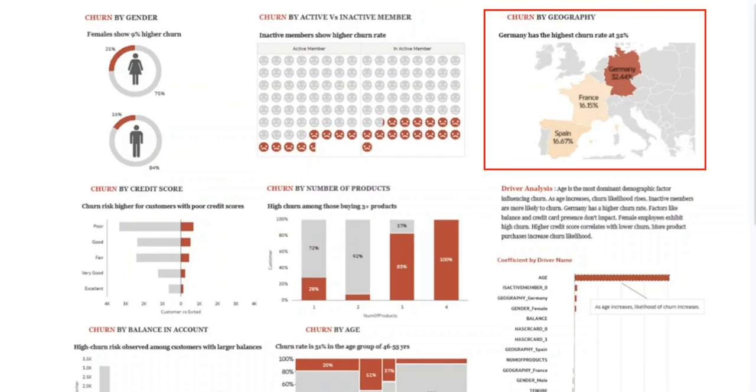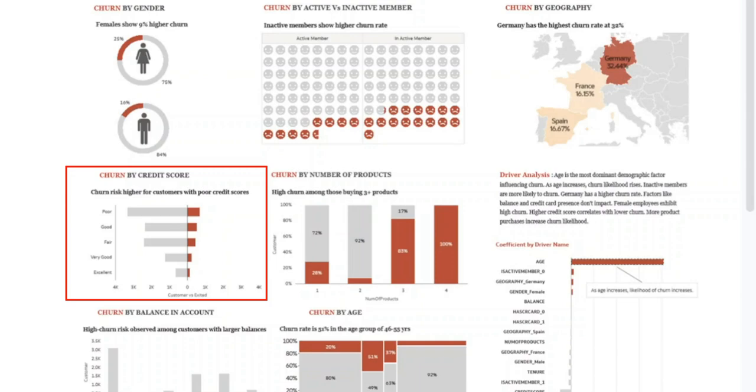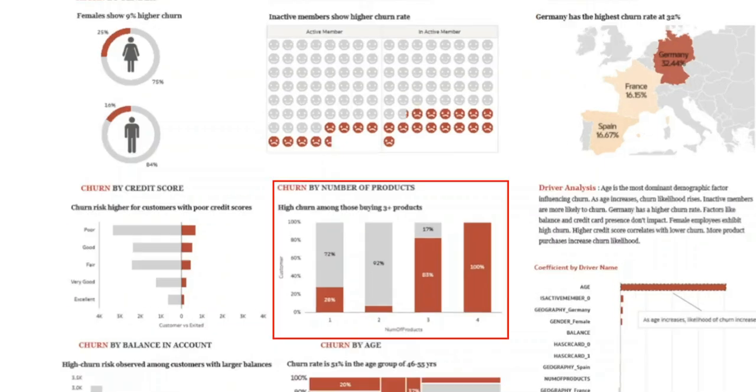Then we have this geo map. Quickly, we can see that Germany is experiencing higher than average churn. Now, let us look at the middle section. Leftmost chart shows that the customers with poor credit scores are showing high churn. This to me is in fact good. Not all churn is bad.